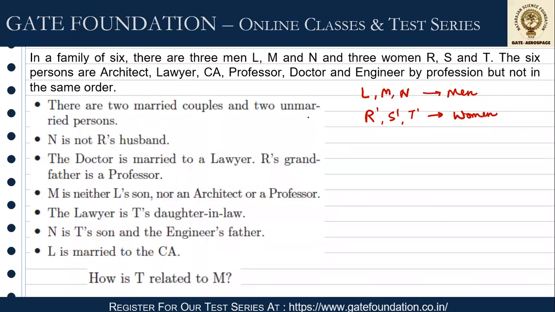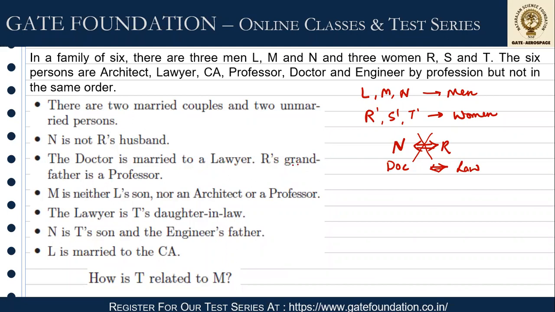There are two married couples and two unmarried couples. Two married couples are there, two unmarried couples are there. There is a family of six. And is not R's husband. So and is not related to R. Just cut it off. And doctor is married to lawyer. So doctor is married to lawyer. R's grandfather is a professor.